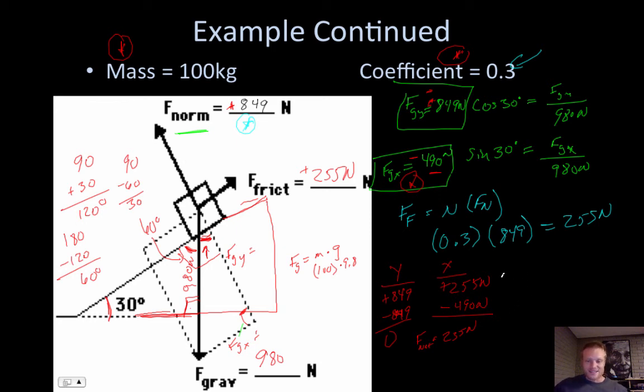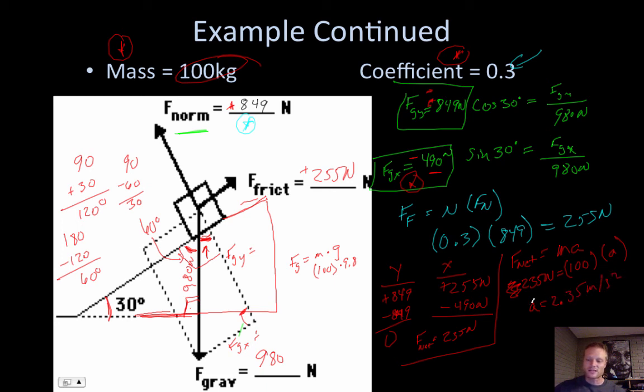After all of that, you may be saying, where is this going? We talked about this thing called Newton's second law. And Newton's second law basically says F net equals mass times acceleration. So we can finally calculate the acceleration, which is what this problem was originally asking for. So the F net, 235 newtons, equals mass, which they give to us, 100 kilograms, times the acceleration, which is what we're looking for. And if you do that math problem, you get an acceleration of 2.35 meters per second squared.